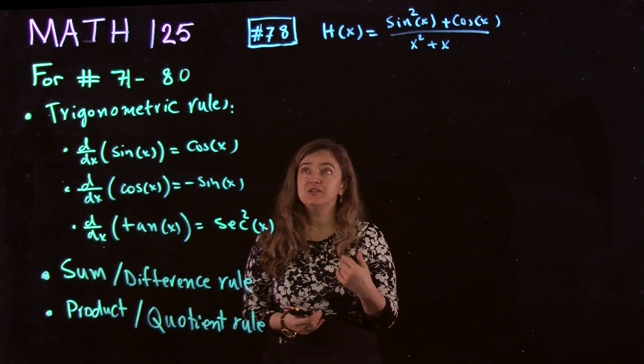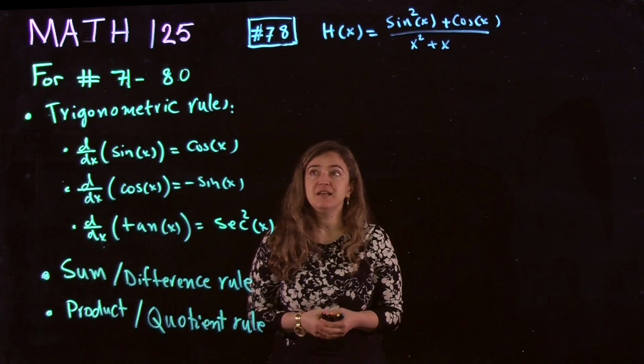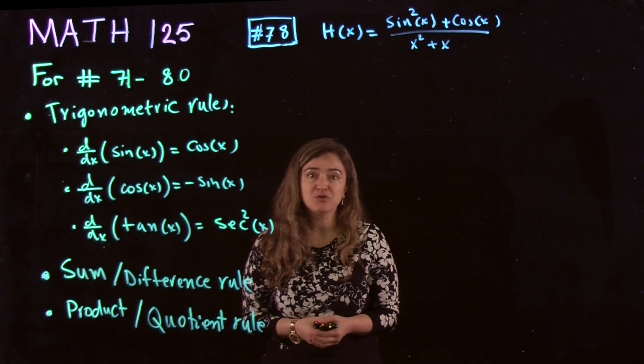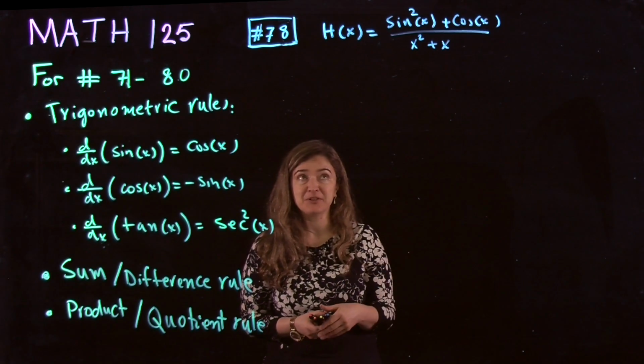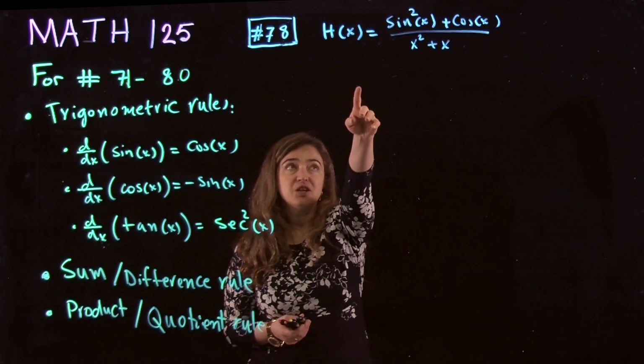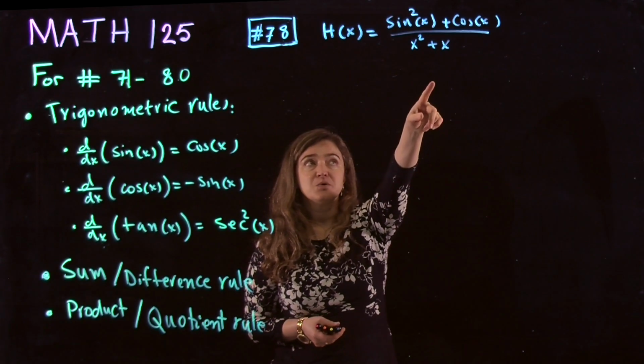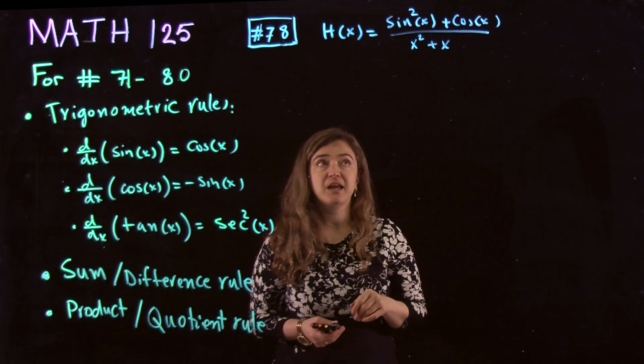We're continuing on doing Math 125 gateway questions, number 78, out of the pool 71 to 80, involving trigonometric functions. This one is h of x equal to sine squared x plus cosine of x divided by x squared plus x.